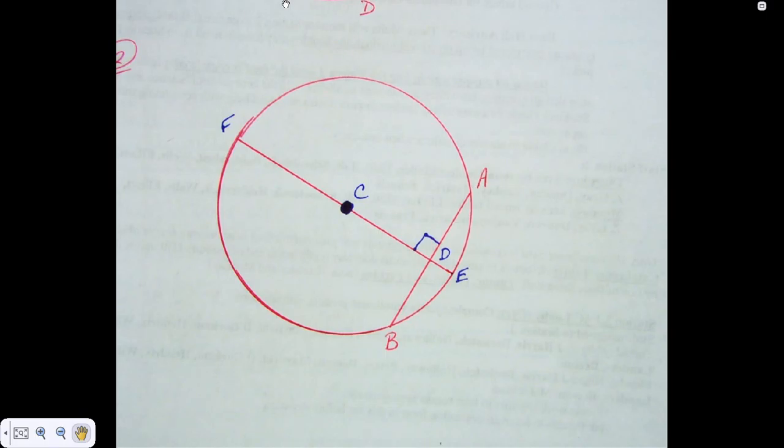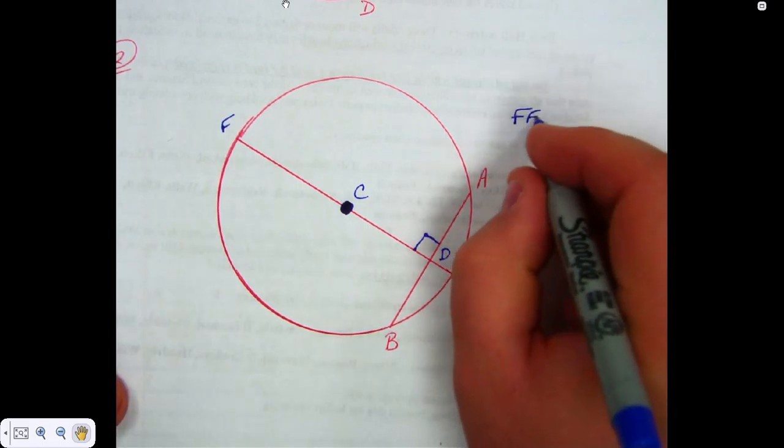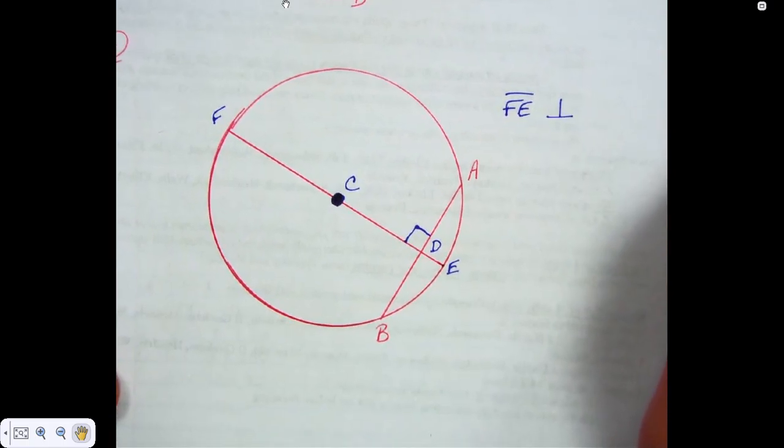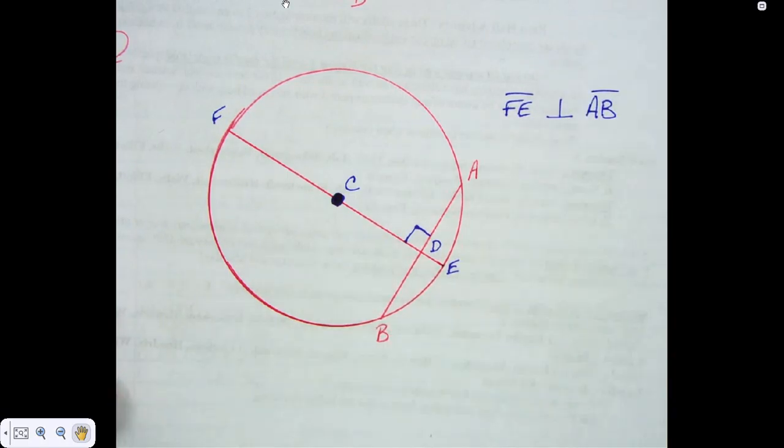Okay. Everybody stop writing what you're writing and pay attention. First things first. We agree that FE, what's that sign mean? Perpendicular to AB. Would everyone agree with that? They intersect to form right angles.